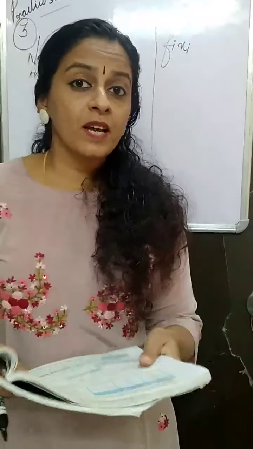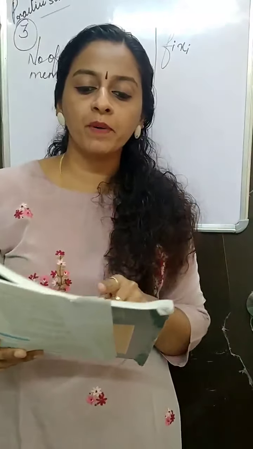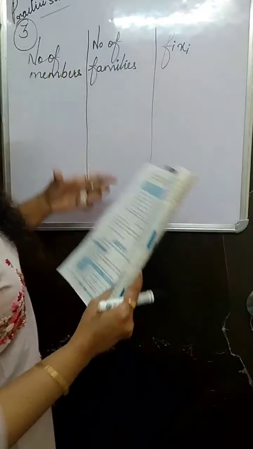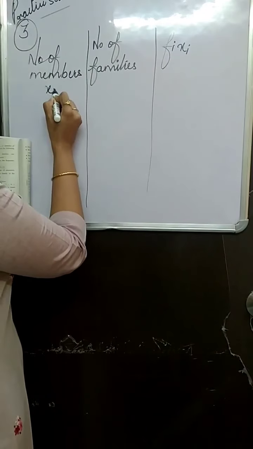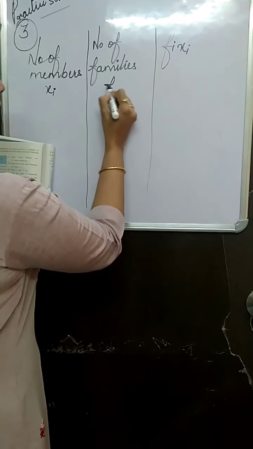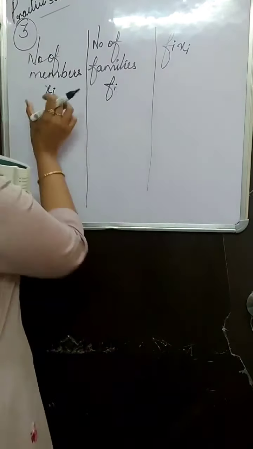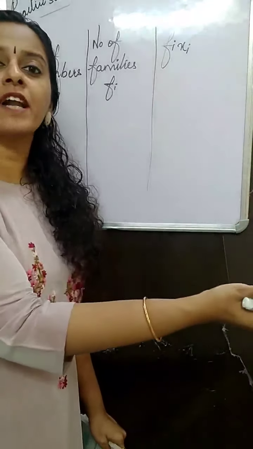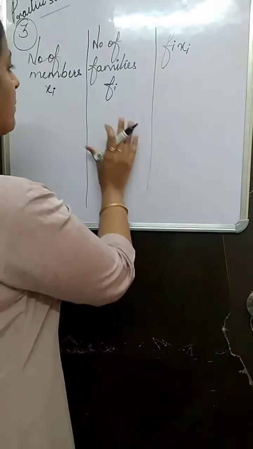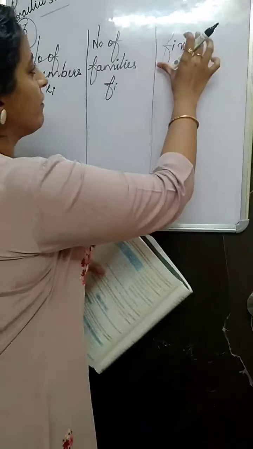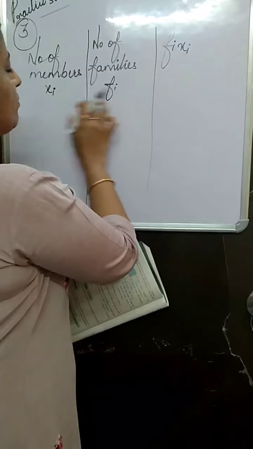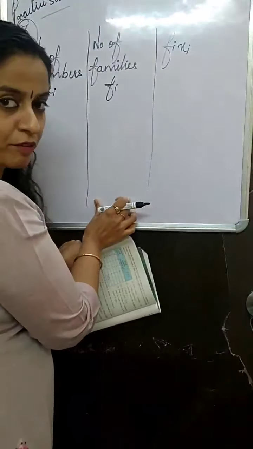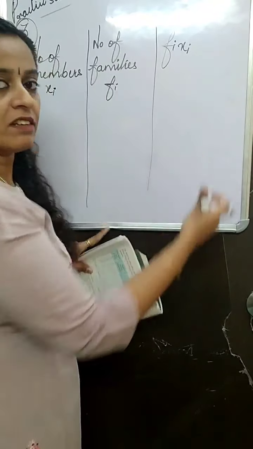Let's start. So, question number 3 is about number of members in 40 families in Bihar. I have made number of members, that will be Xi. Number of families will be Fi, the frequency. How many families have 1 member? How many families have 2 members? That is the frequency. Then we will find out Fi, Xi, multiply and write the answer. Then we will take the sum of frequency here, n, and then we will find the mean.